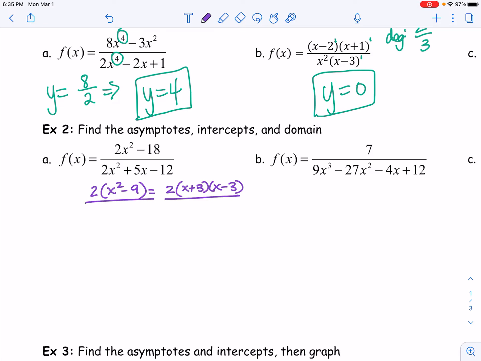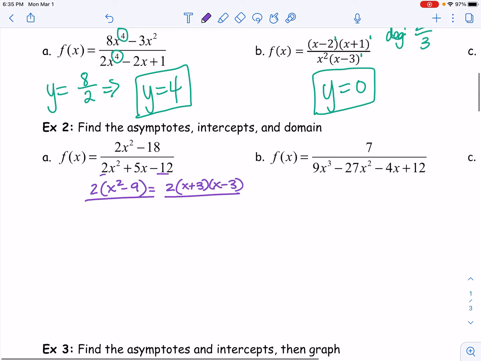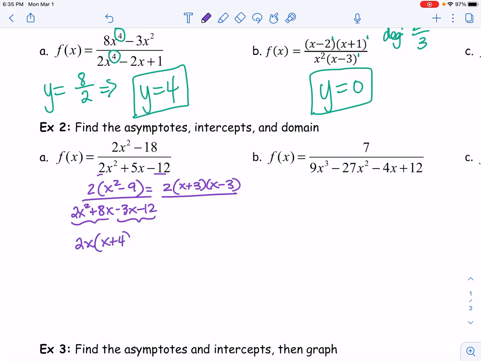In my denominator, my leading coefficient is not 1, so I need to multiply a times c. I need factors of negative 24 that add up to a positive 5, and that is going to be 8 and negative 3, so I want to rewrite this. And then I'm going to factor by grouping. I'm just going to work out and erase my work afterwards. So this is going to be 2x times x plus 4. This is going to be negative 3 times x plus 4. The factors inside the parentheses are the same, so that makes me happy. So this gives me 2x minus 3 times x plus 4.